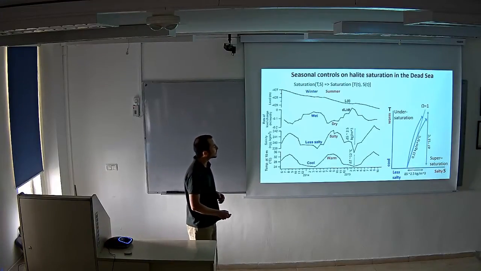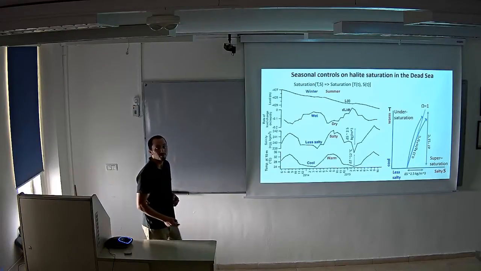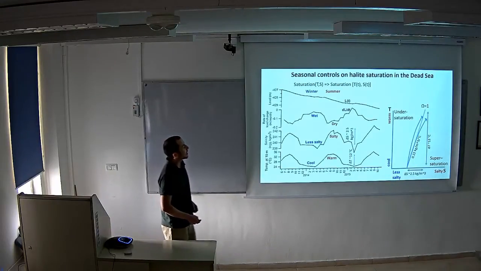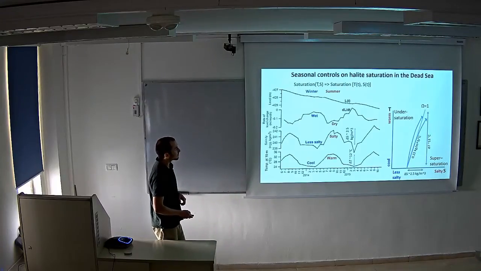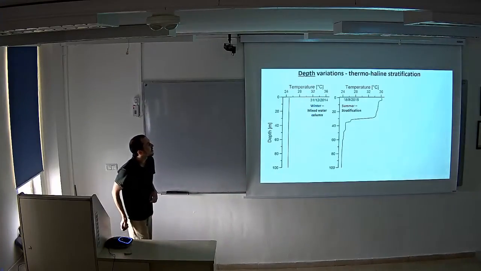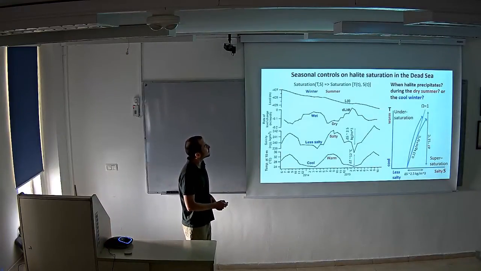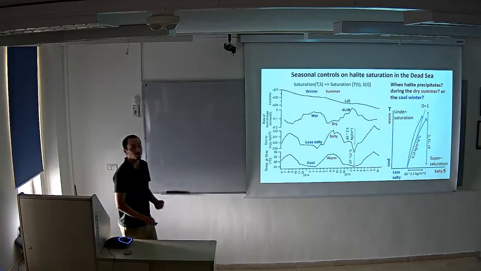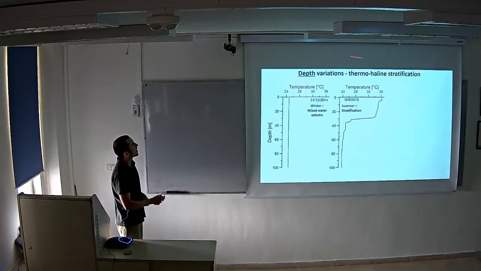So what will be the trajectory of this brine with respect to this solubility curve? It will determine whether the brine is supersaturated or undersaturated with respect to halide. And we will ask when halide will precipitate, during the dry summer or during the cool winter. That is not clear. Additionally, we can add this depth variation.